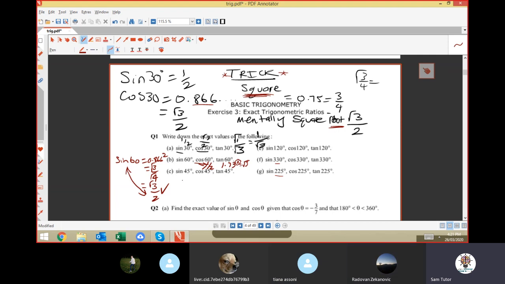Great work. Sine 45 becomes 0.707. Square it. Should give us a half. Square root it. You get 1 on root 2. Can everybody confirm that's true? Yep. Done. Cos 45 is actually the same answer. If you want to memorize that, sine 45 and cos 45 are the same. Tan 45, if you plug that into your calculator, will actually just give you 1. So you don't need to do any work for that. Super easy.